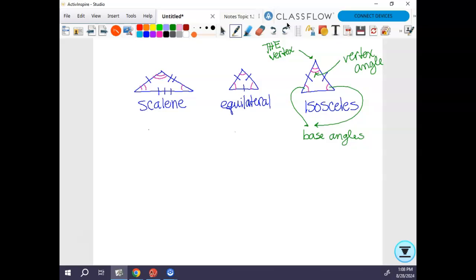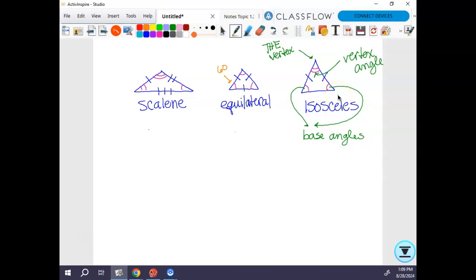So in an equilateral triangle, each one of these angles is how many degrees? 60. Good, so this would be 60, and they'd all be the same. That's the only one that I can tell you exactly what the angle is. But what I do know is the vertex plus the base angle plus another base angle has to give me 180.